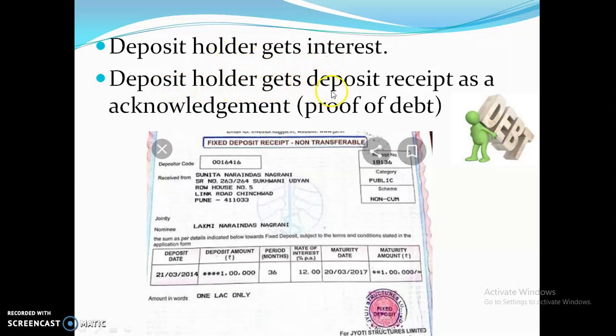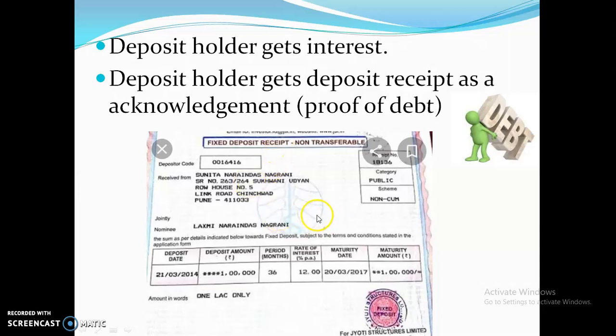The deposit holder gets a deposit receipt as an acknowledgement. What is this deposit receipt? How can I say I am a deposit holder? If I get some receipt. See here, this is only an example of a receipt. It has nothing to do with anyone here; I have put this picture only for your understanding. This is the deposit given, and the company has given the deposit receipt.